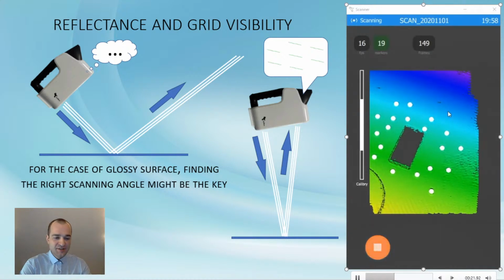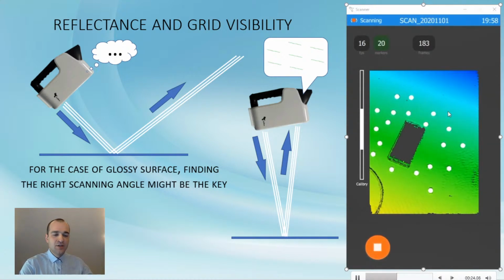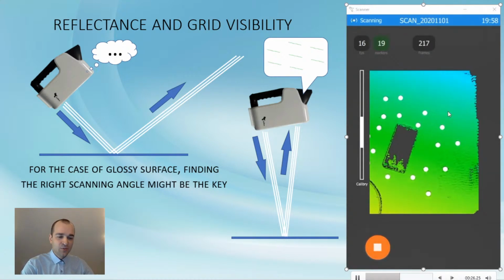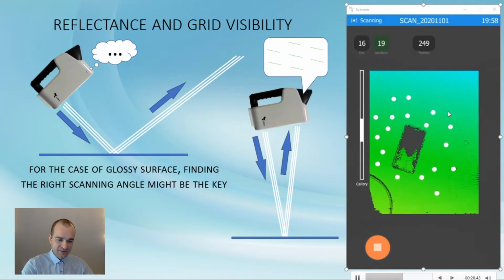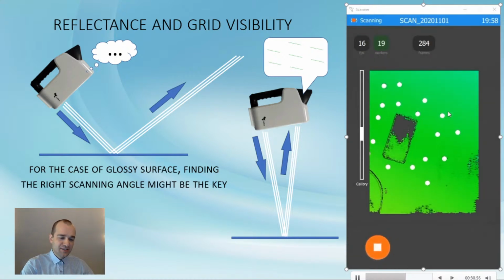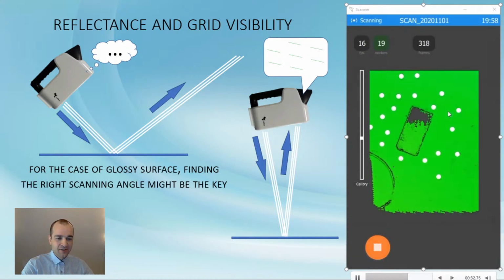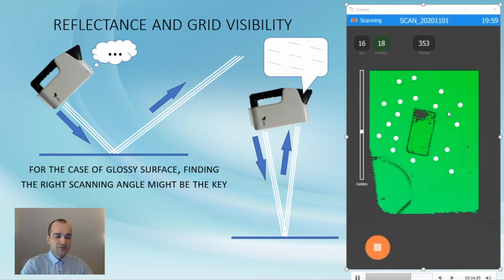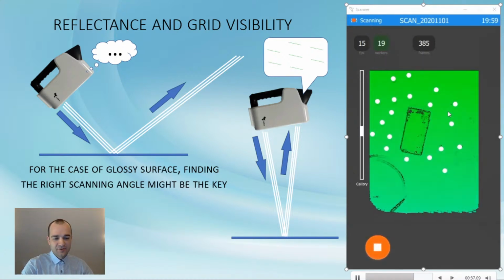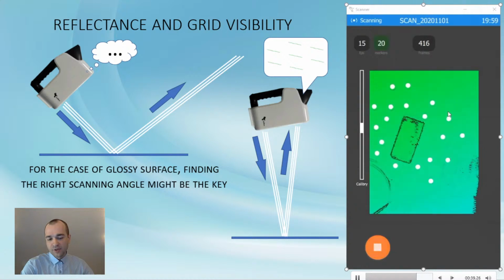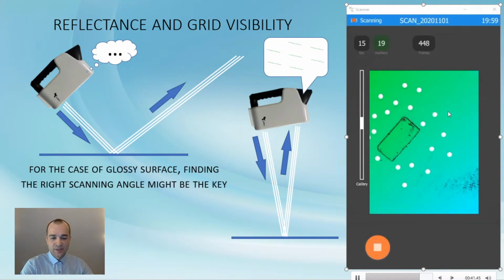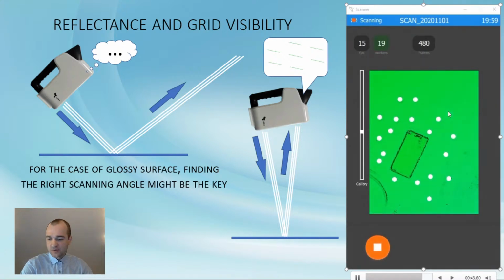But if I change the angle of scanning slightly, you can see how this rectangle will fill with data little by little. So by adjusting the angle of scanning, you can find this magic angle that just reflects back this grid from the object, and that's one of the tricks that you can use to scan glossy surfaces.